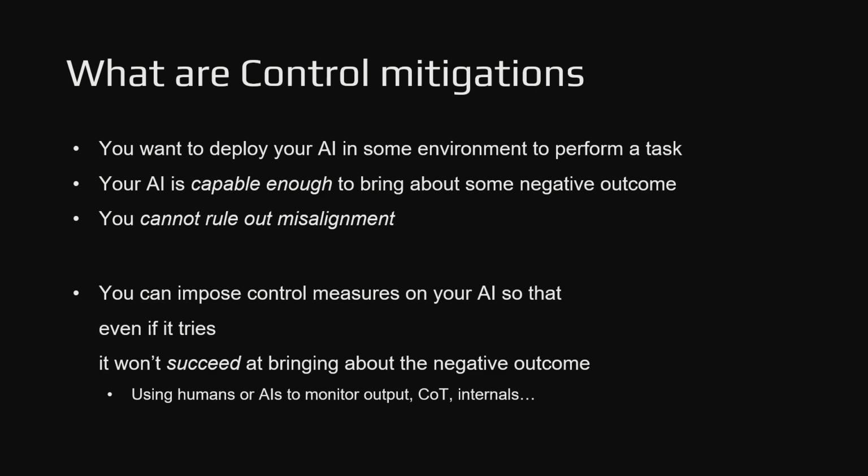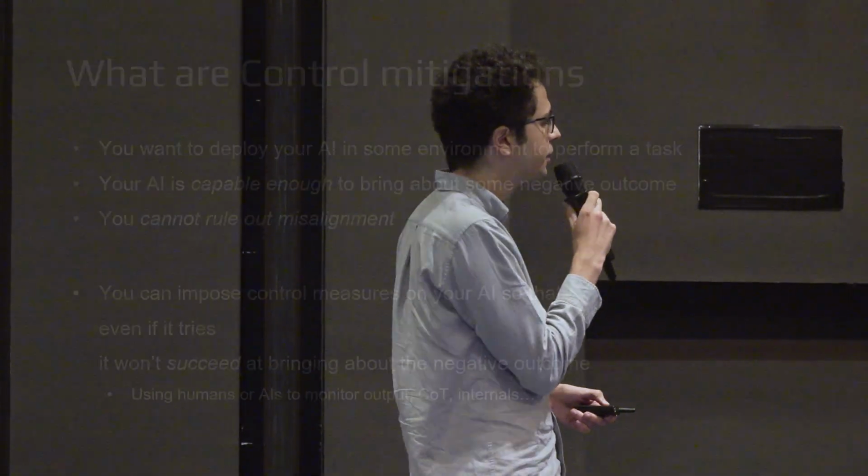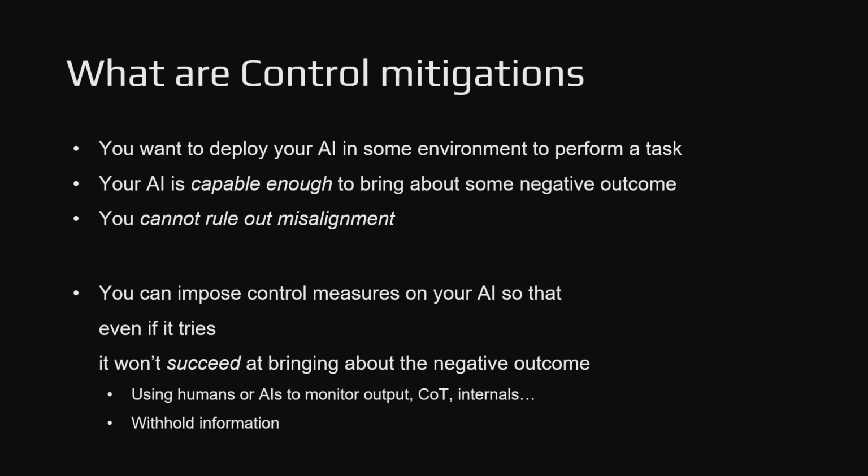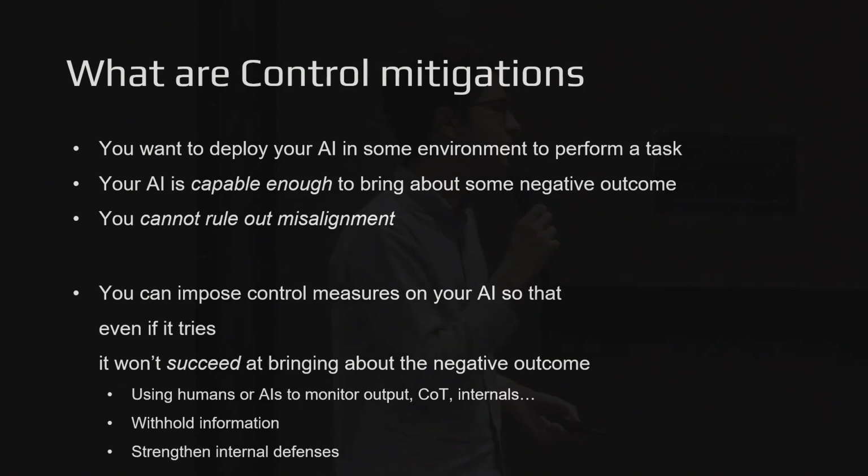Some of the measures that people usually discuss here are using humans or other AIs to monitor your problematic AI. You might want to monitor its output or also the chain of thought it used to produce this output, or even its internals with white box methods. We can also think of other measures, like withholding certain information from the AI, although this becomes complicated, or even strengthening internal defenses generally in the InfoSec or CyberSec sense, which is useful both for human insider threats and for these kinds of AI insider threats.